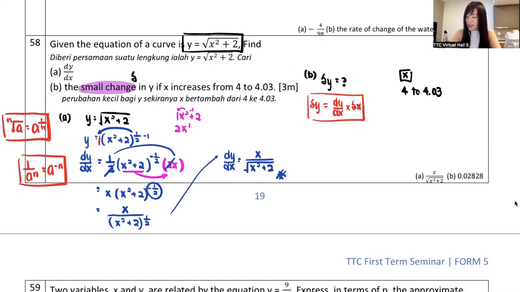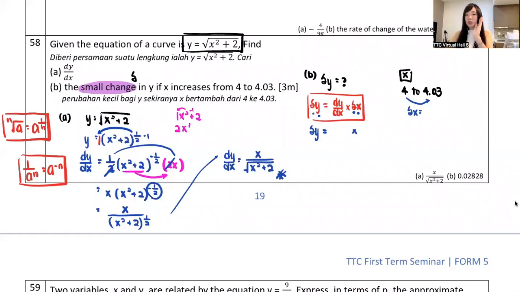Okay, substitute inside. Where do I get dy/dx and delta x? Listen, guys. Delta means small change. Delta y means small change of y, and delta x means small change of x. Now look at your x. Your x goes from 4 to 4.03. So the delta x will be, very good, Makira.